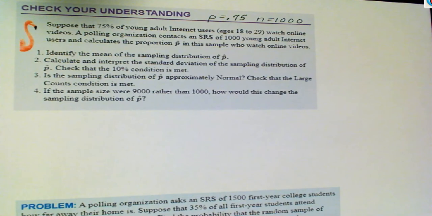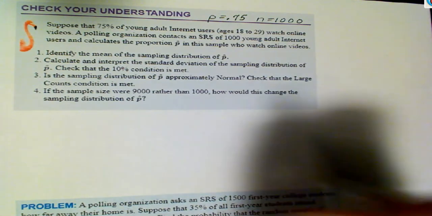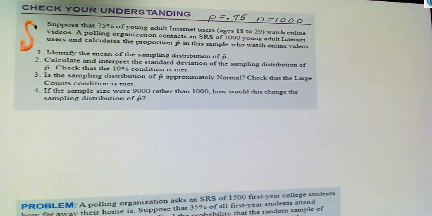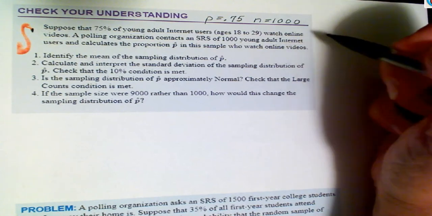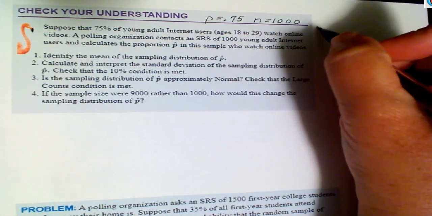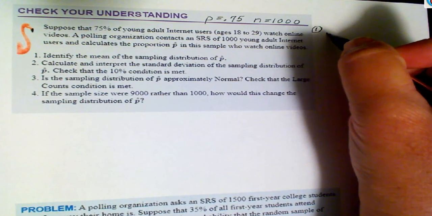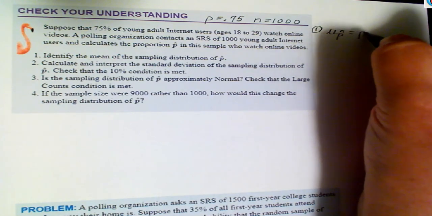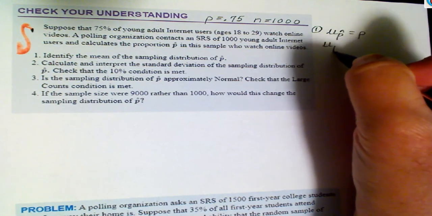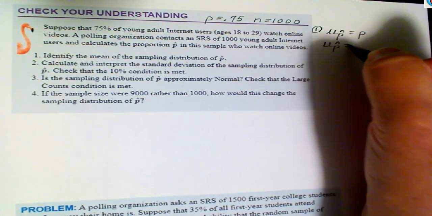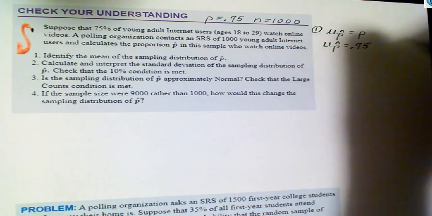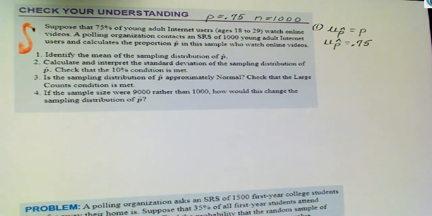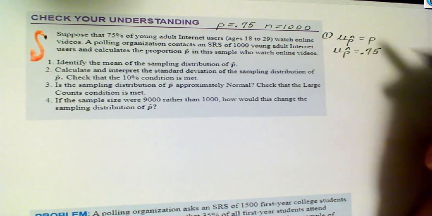Okay, number one, identify the mean of the sampling distribution of p hat. A sampling distribution of p hat means we would go through and do every possible sample and find the proportion who watch online videos. So the mean of p hat we know is equal to p. In this particular problem, the mean of p hat is going to be equal to 0.75. Since it's an unbiased estimator, it's going to be equal to the true proportion.